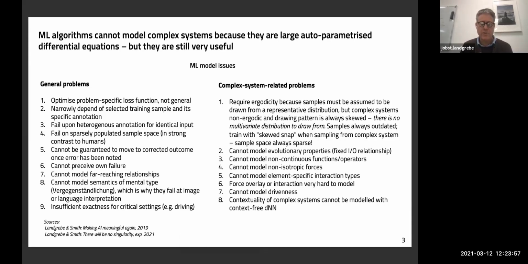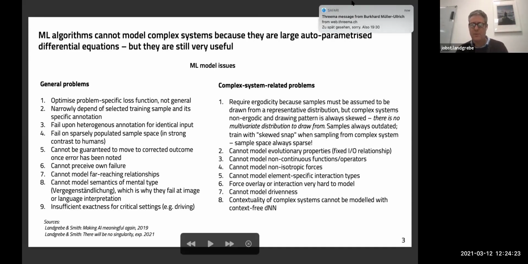So that's Vergegenständlichung. That means that when you abstract from something lying on your table, bananas and apples and peas, and you say these are fruit, or these are apples, different apple types, then they cannot do this, which is why they fail at image and language interpretation, and they don't have sufficient exactness in prediction for critical settings. All of this has been noted many times, for example by Gary Marcus.